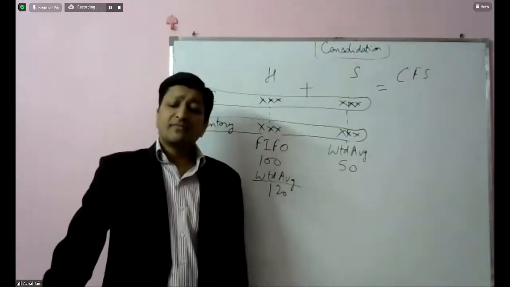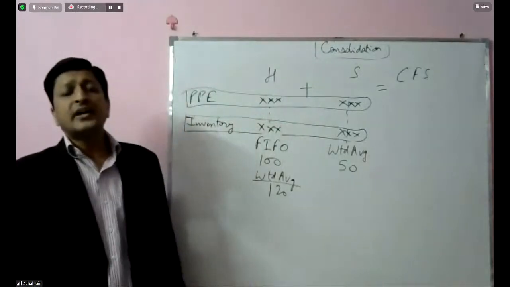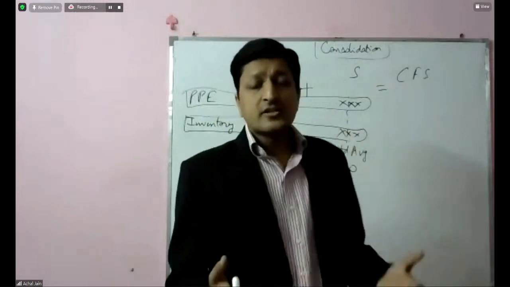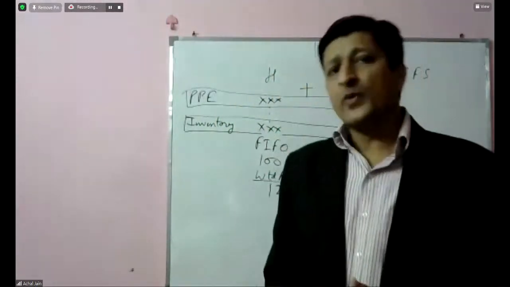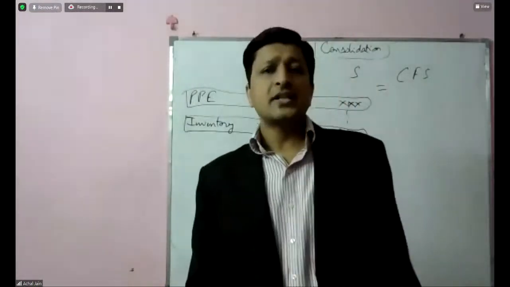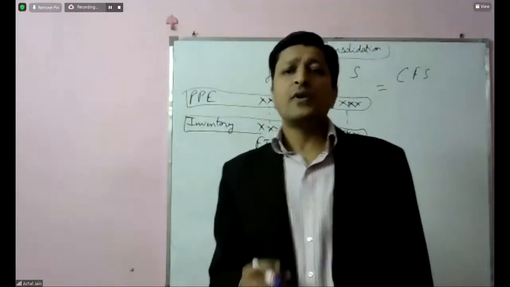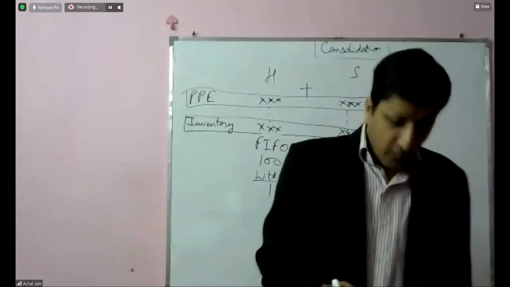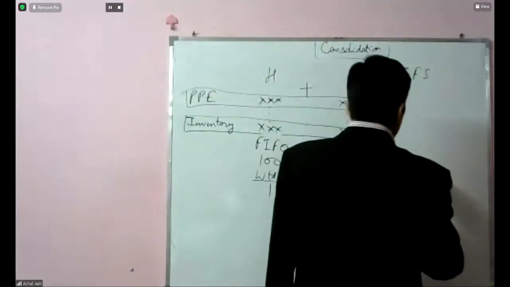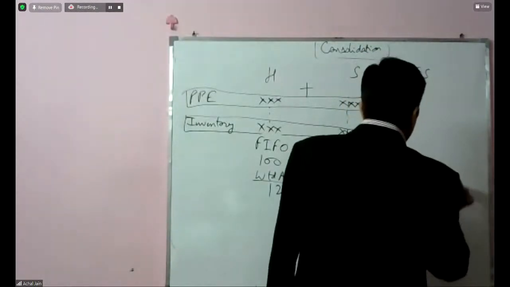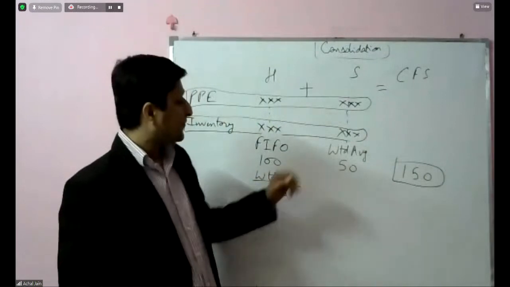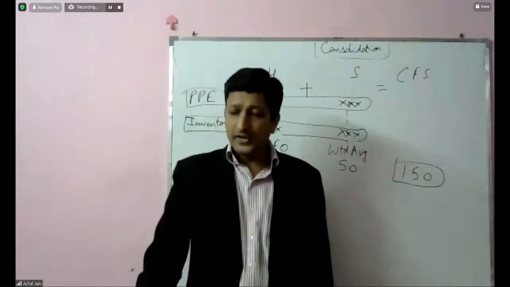Now, let's suppose the two companies are following different accounting policies, meaning different ways of recording these two items. In such a scenario, what will happen? We will add these. So inventory of the group will become 150. 100 plus 50. This will become 150.